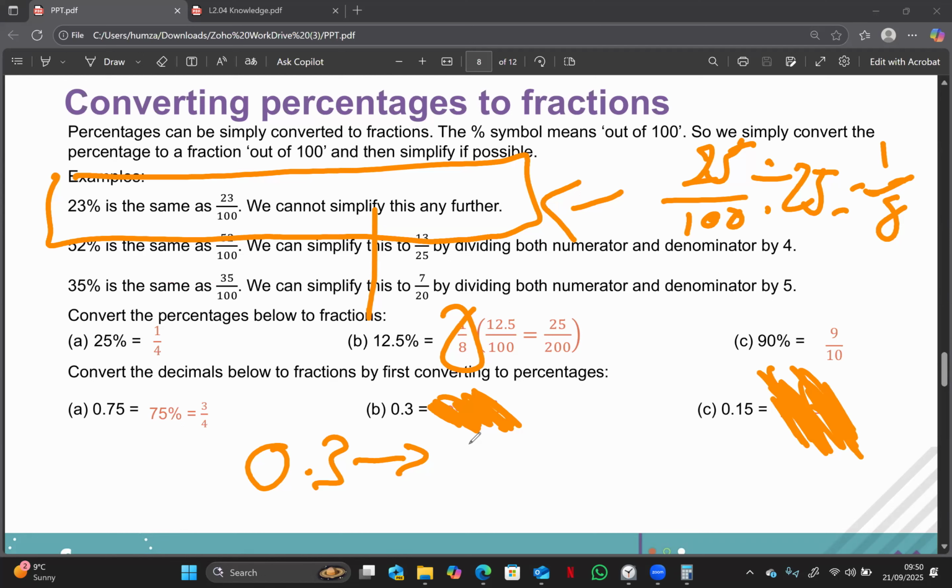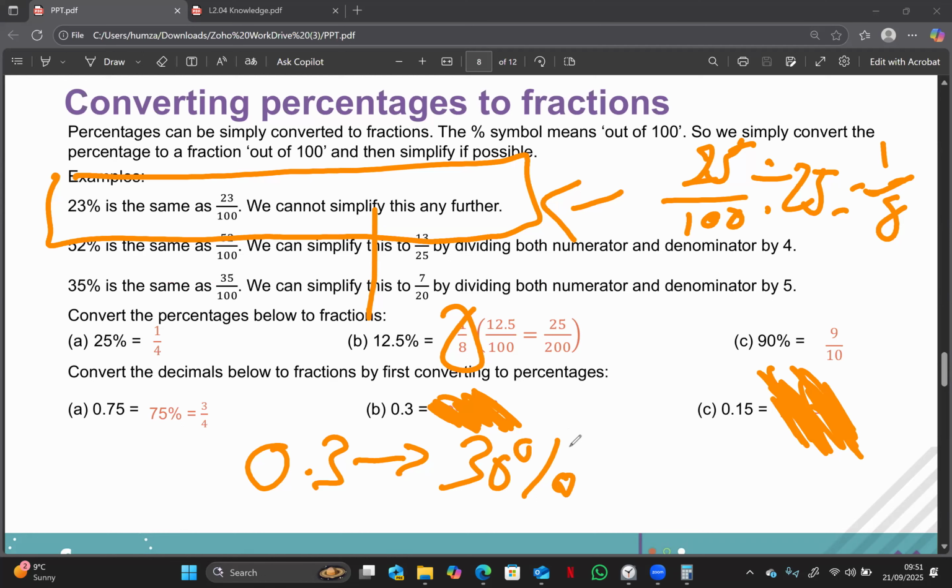Guys, you're going to do this one. I'm not going to help you in this one. What's 0.3 as a percentage? Is it 0.3 times 100? Yes. And what's the answer? 30%, yep, exactly.